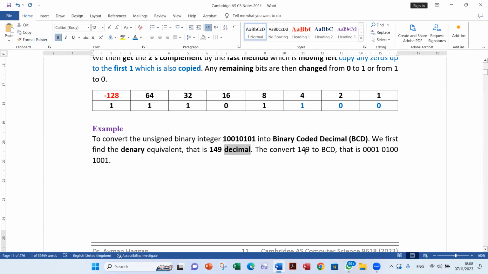Now you need to convert 149 denary into BCD. That is the 1 on its own, 0001, and the 4 on its own, 0100, and the 9 on its own, 1001. See, that was on the 2023 June, or maybe November, paper.